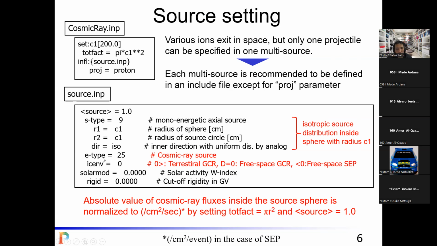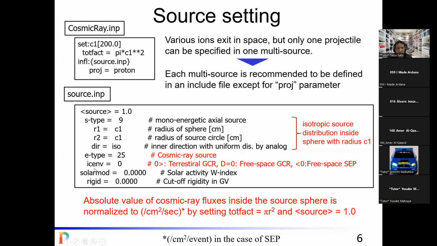So basically, you can use 25 for the source. It's easier, and you don't have to care about many things. So I recommend using 25, except when you want to highlight the high energy contributions.